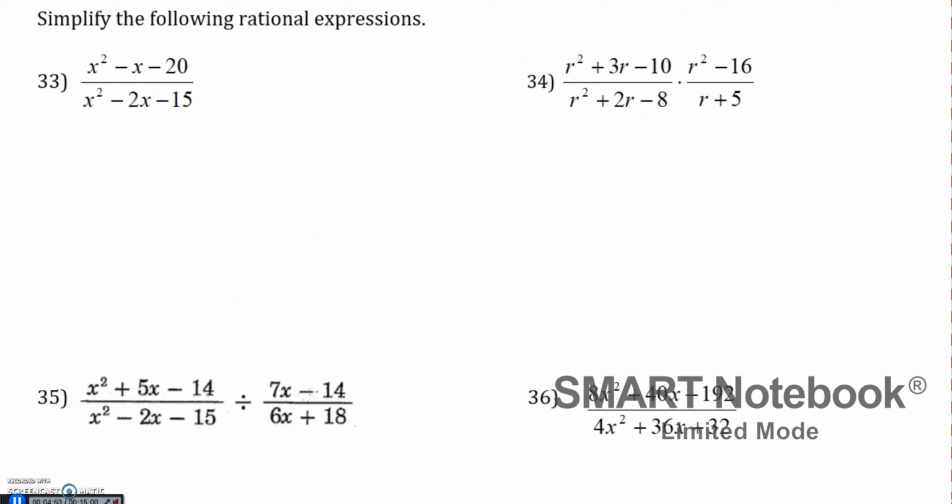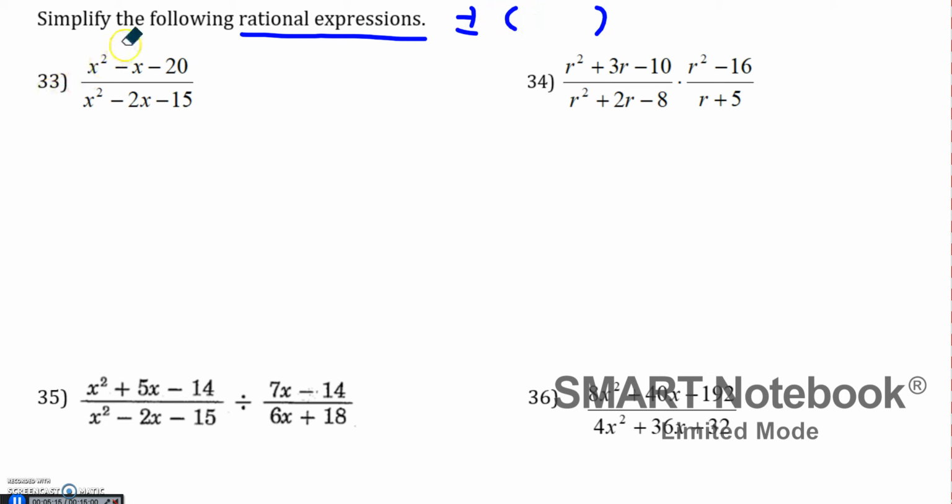33 to 36 on this page are rational expressions, and this is what we've been doing most recently. And again, I want to remind you that it is extremely tempting to cross out the x squareds or cross out the r squareds right at the beginning of the problem. But as soon as I see plus or minus signs, all plus or minus signs must be in parentheses. So we have to factor.